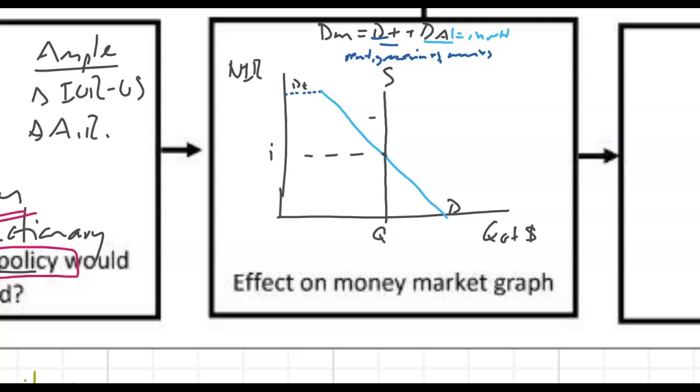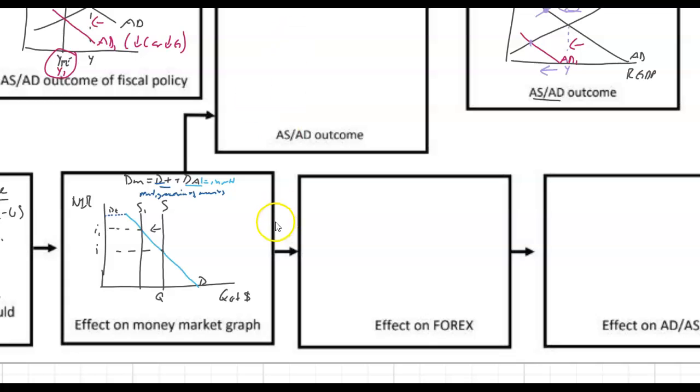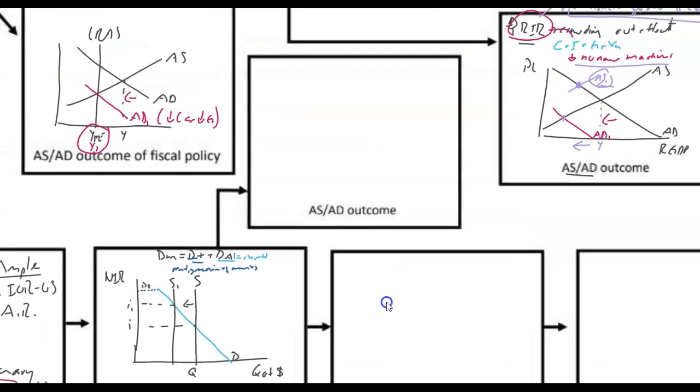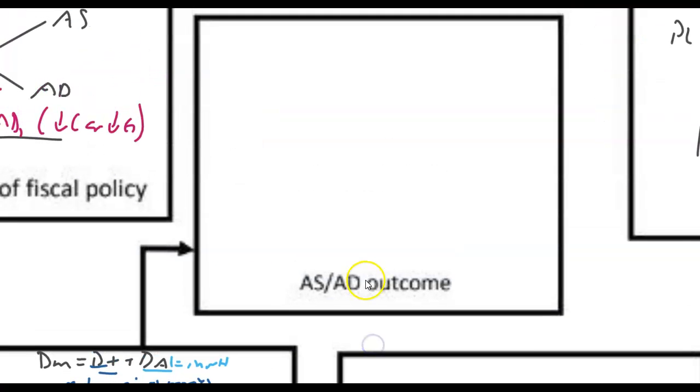The money supply has decreased based off the monetary policy. So that's going to increase interest rates. Okay. So how would that impact the ASAD, and then how would that impact the Forex market? We'll go to the ASAD first. What this is saying is that the interest rates have increased. What's that going to do to the ASAD?